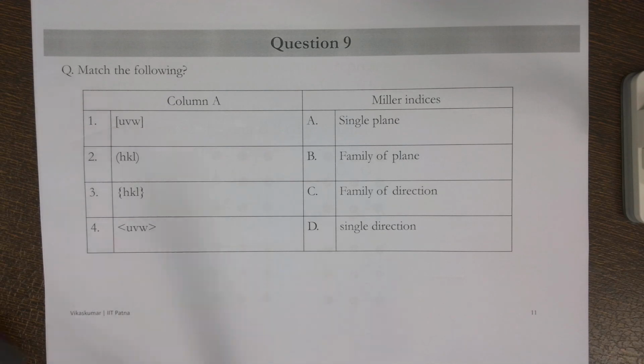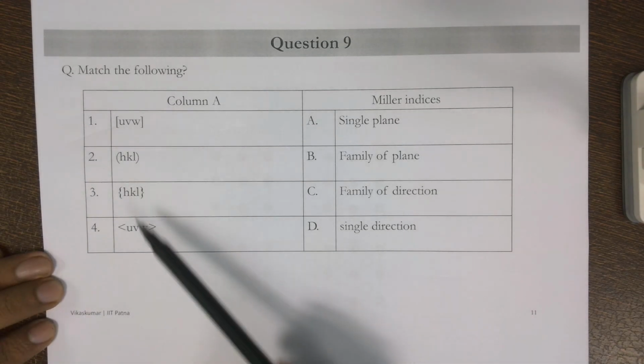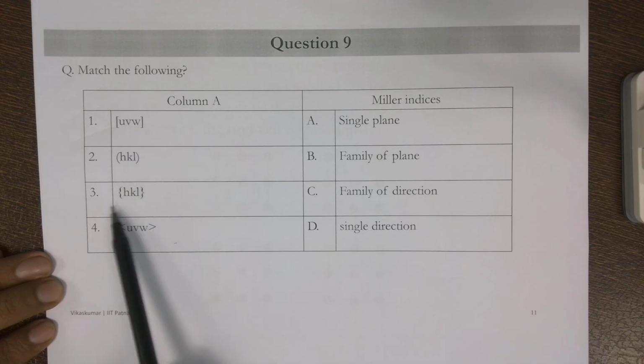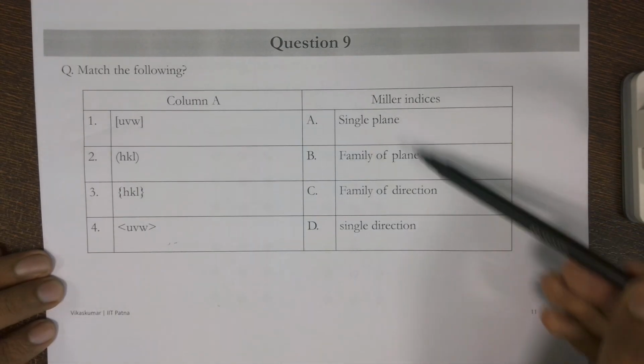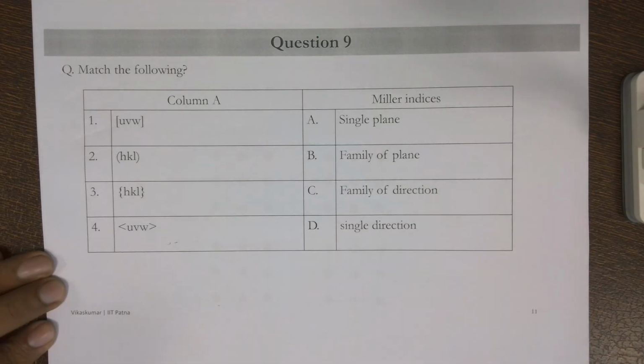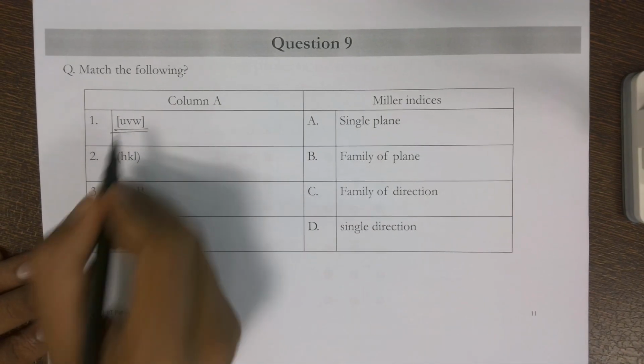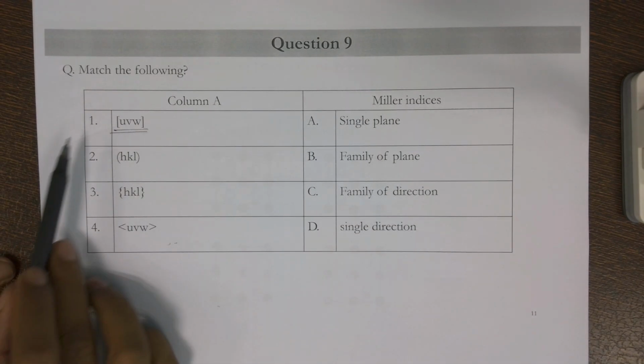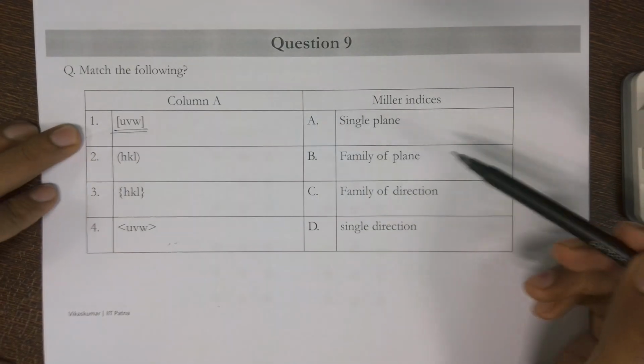Very simple, but also very important. These are the designations. The list of brackets is given to us, and we have to find which of the Miller indices each is going to represent. Square bracket UVW, option 1. It is going to match with which of them?